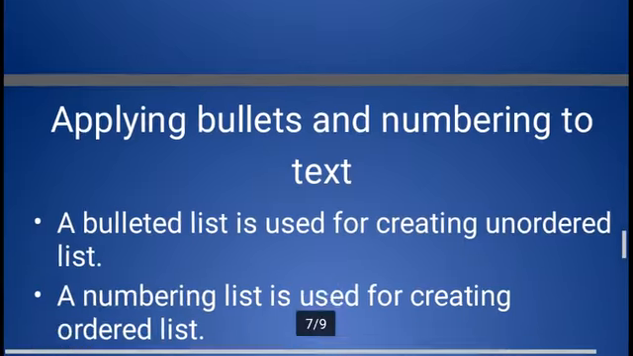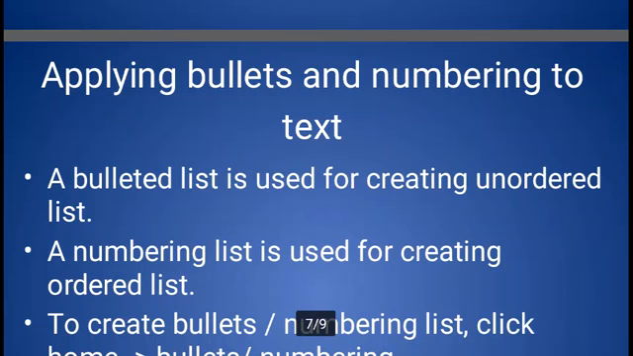Okay, now another facility provided by word processing software is applying bullets and numbering to the text. Suppose you have already created a list, but you want to number it 1 2 3 4 or A B C D, or you want to give it some kind of design. Suppose, unordered, without sequence, we can give a design to our list. So this is called bullets.